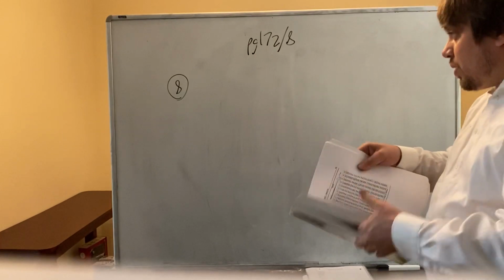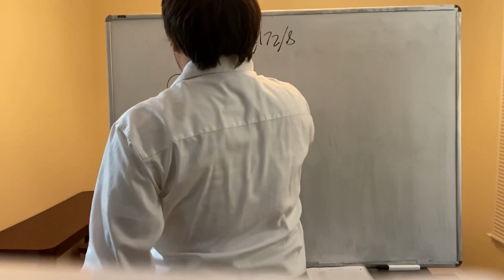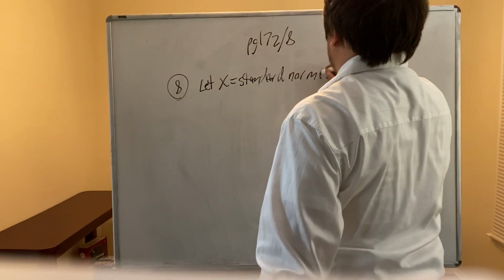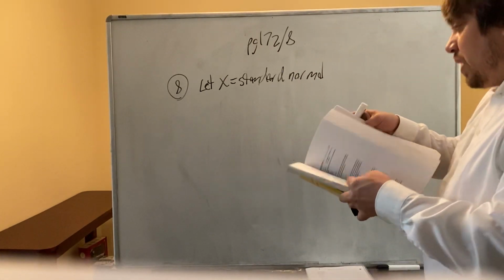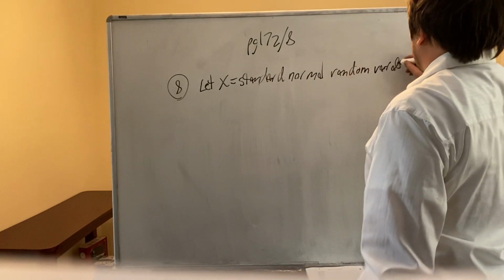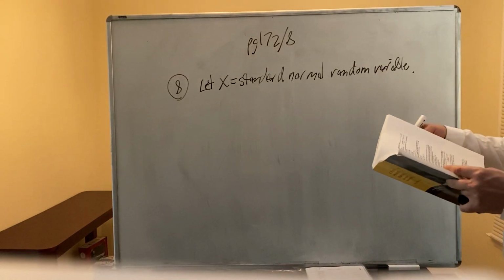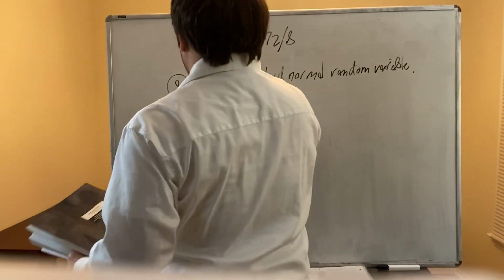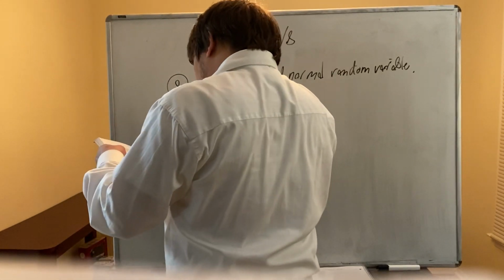So you want to find, so let X be a standard normal random variable. Find the probability X will take on a value that is. So first for A, we want to find the probability that X takes on a value less than 1.5.